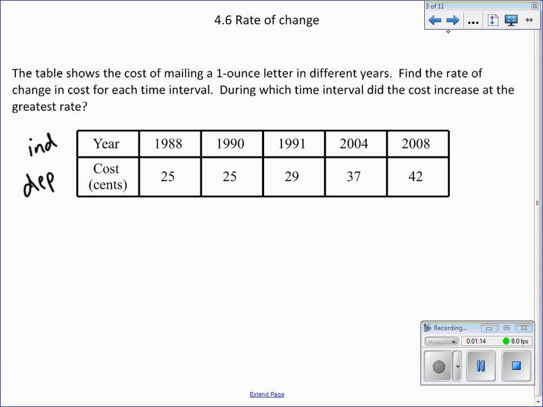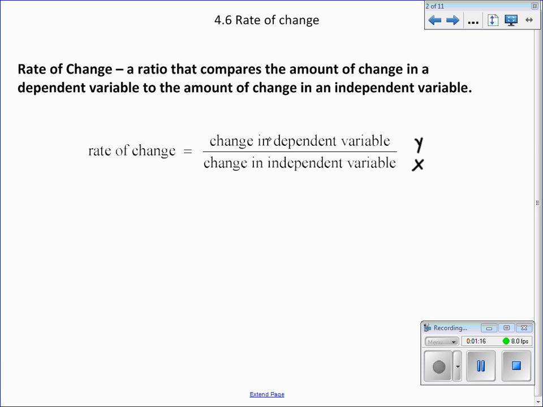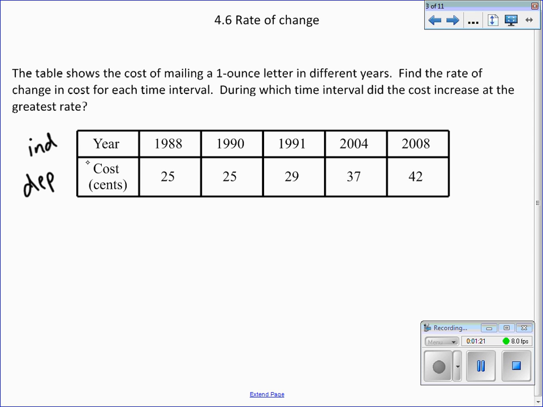That tells us that our dependent variable, the cost, is going to be considered our y's, and this is going to be considered our x's. So if you think of this like a T-chart, it's kind of tipped over on its side, but these are all your x values, these are all your y values.